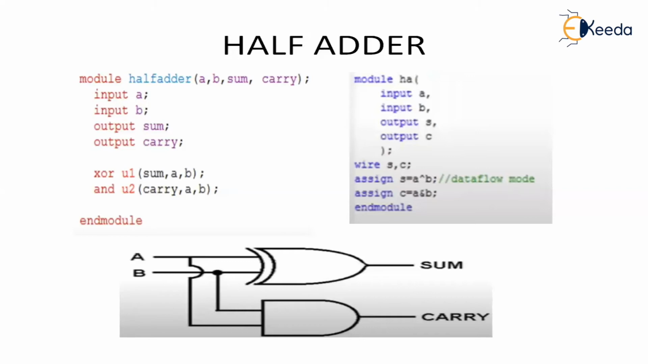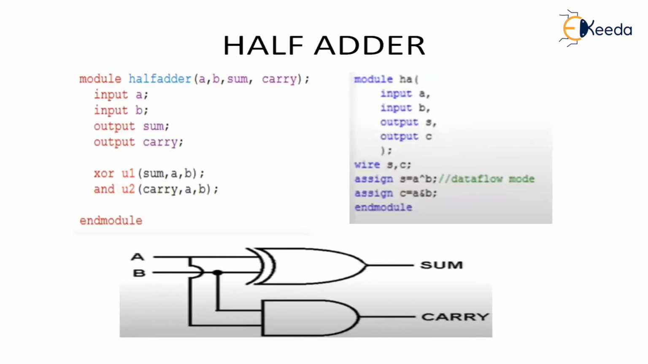Whenever you are simulating this particular program by using Xilinx, A and B will be given as the inputs, and A and B are going to undergo an operation. What operation? XOR operation will be done, and the output will be stored in sum. And next, see the AND gate, which is the second gate, U2. I'm just giving a name, it can be any name. So AND of, what is the AND output? It is carry, and what are the inputs? A comma B. So simple.